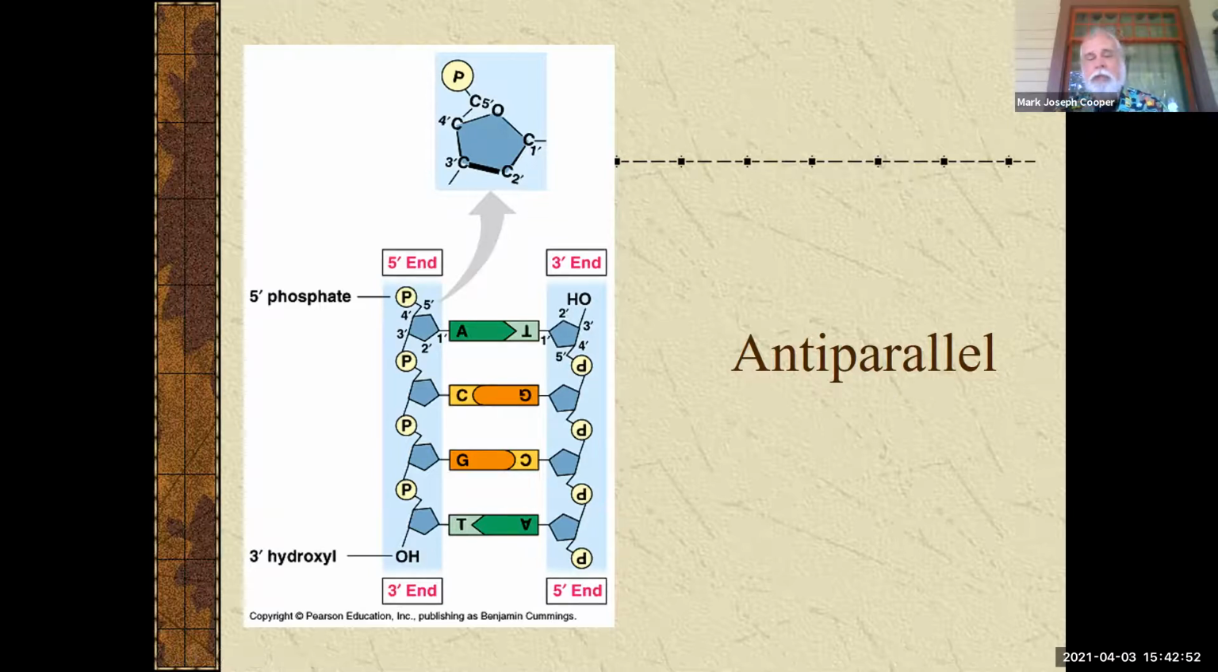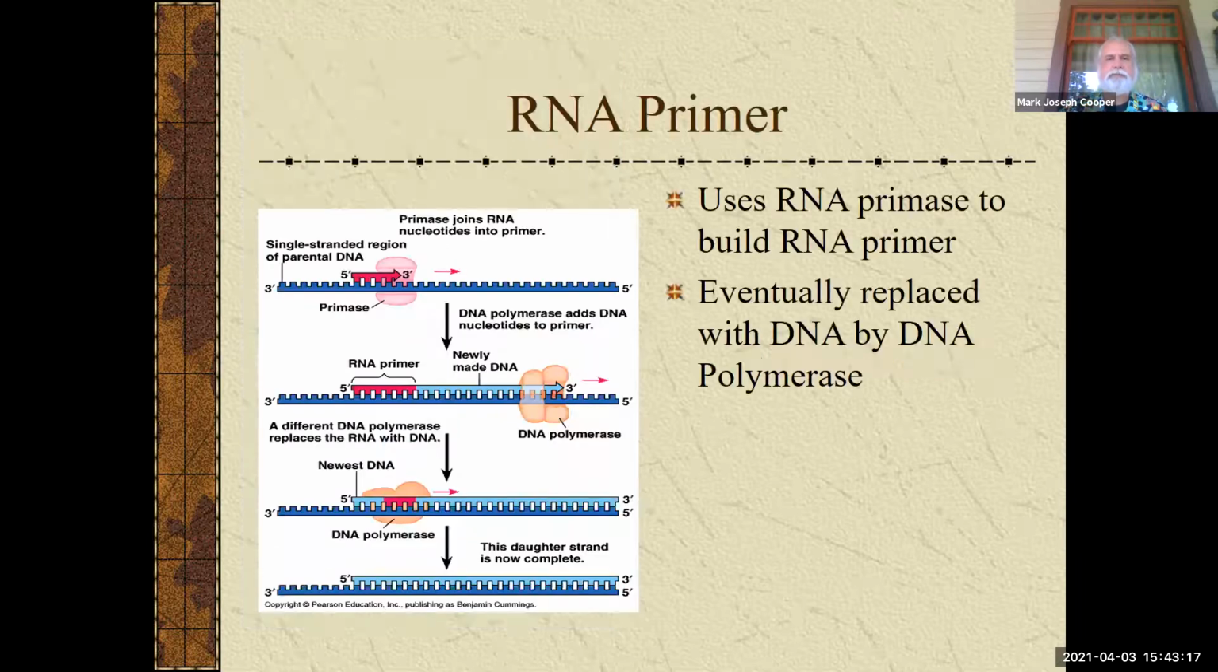This is going to become important because I'm going to say this several times, I hope, is that new DNA nucleotides can only be added to the 3' end. They cannot be added to the 5' end. So any strand is built in what we call the 5' to 3' direction. New nucleotides are always added to the 3' end, something you need to remember.